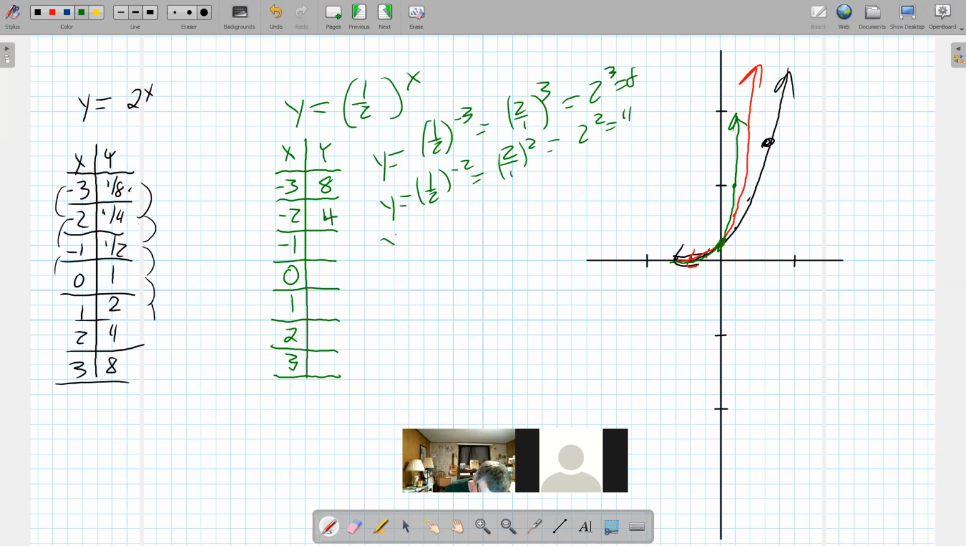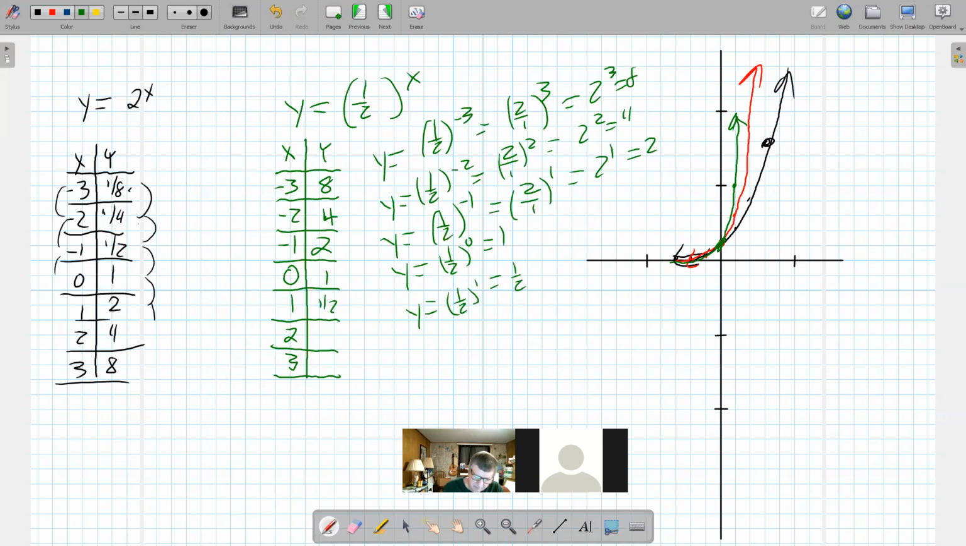If x is -1, y equals 1/2 to the -1 power, which is 2/1 to the +2 power, 2 to the 1 power, or just 2. If x is 0, y equals 1/2 to the 0 power, which is 1. If x is 1, y equals 1/2 to the 1 power, which is 1/2. If x is 2, y equals 1/2 squared, which is what? 1/4. And finally, cubed, 1/8.